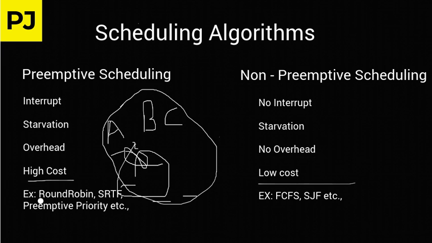Let's take some examples. Those examples are round robin, SRTF, and preemptive priority. These are all preemptive scheduling algorithms. Let's discuss them one by one in the next videos. And the non-preemptive scheduling algorithms are FCFS and SJF. FCFS means first come first serve. SJF means shortest job first.